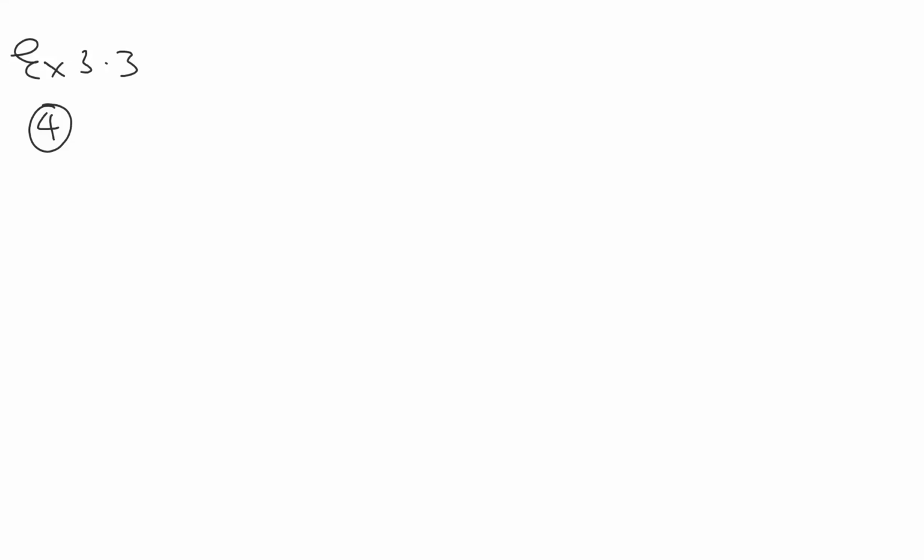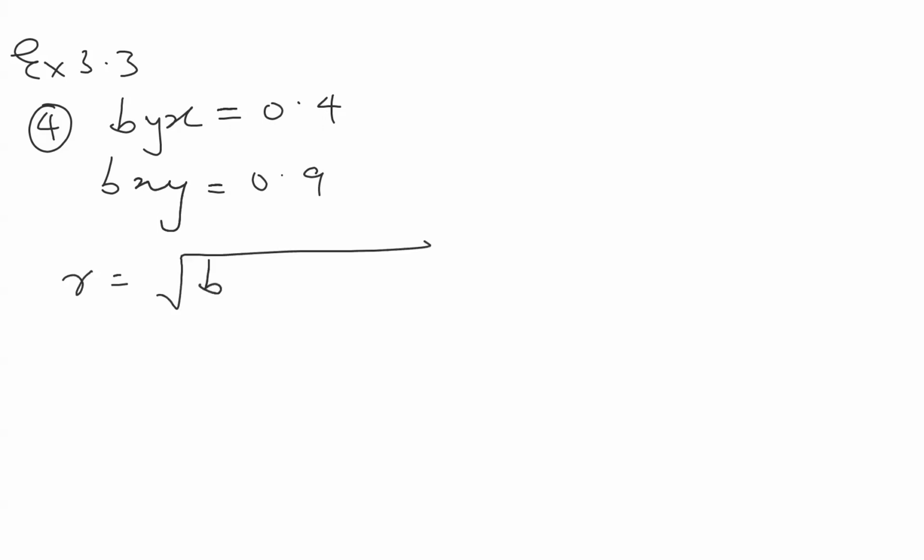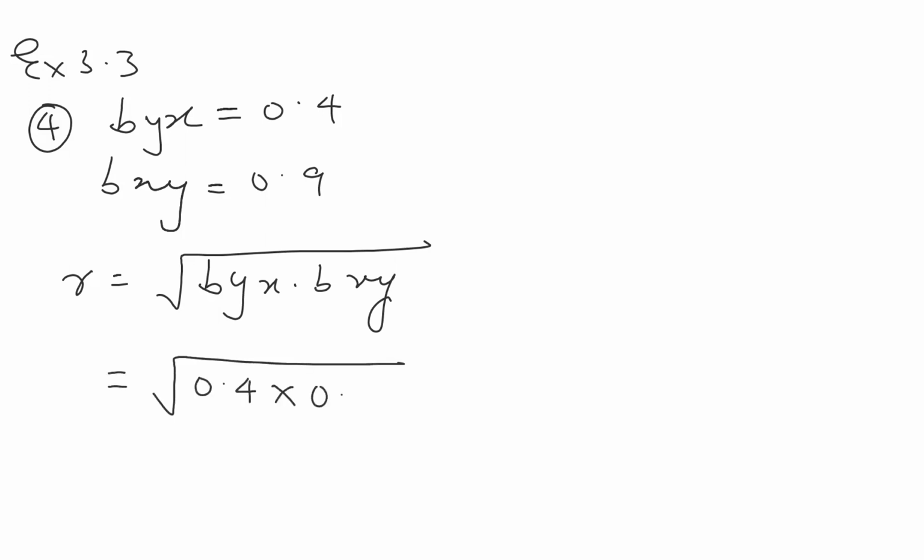The regression coefficient of y on x is 0.4. So byx is equal to 0.4, and regression coefficient of x on y, that is bxy, is equal to 0.9. Now one thing you remember in the chapter of regression: whenever byx and bxy are given to you, it is always good for us to find out r, because it will be used somewhere in the problem. So r is root of byx into bxy, you can also write root of bxy into byx, that's fine. So this is root of 0.4 into 0.9, which is 0.36.